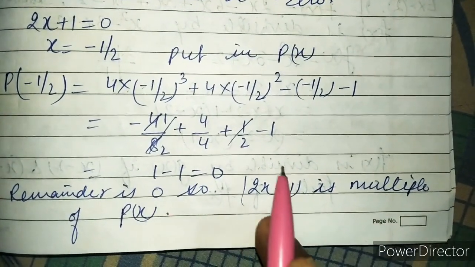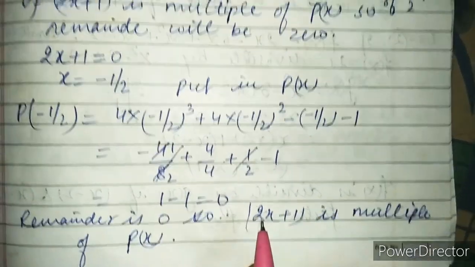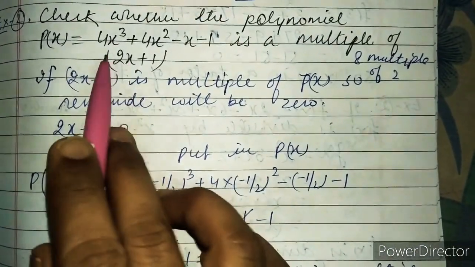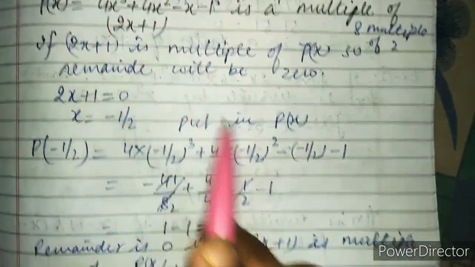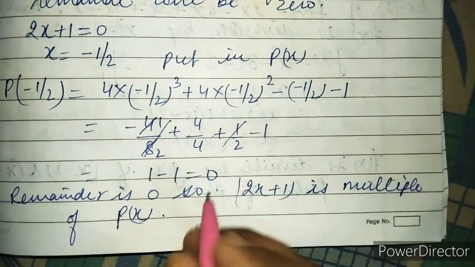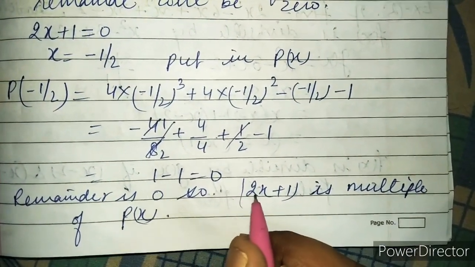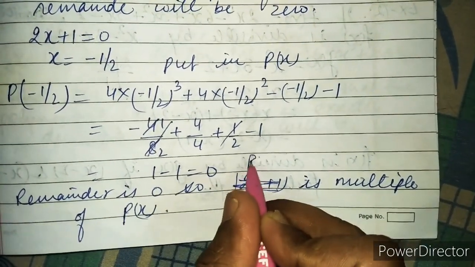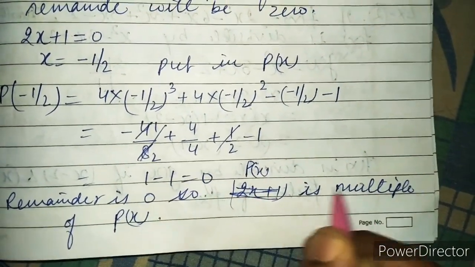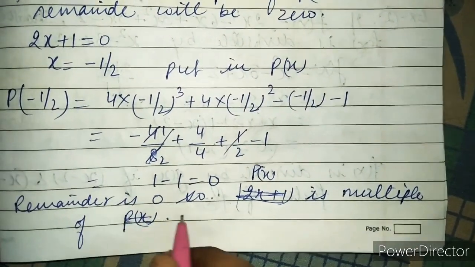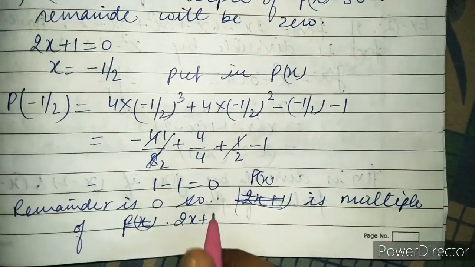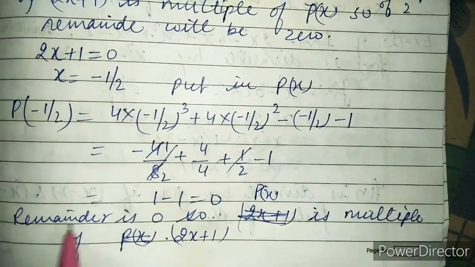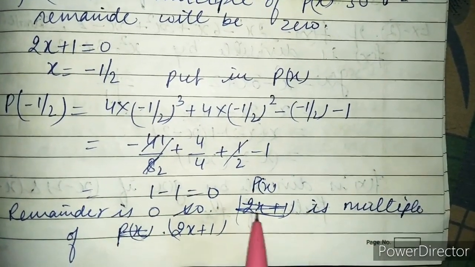It means that p(x) is a multiple of 2x plus 1, correct? The remainder is 0, so p(x) will be a multiple of 2x plus 1.